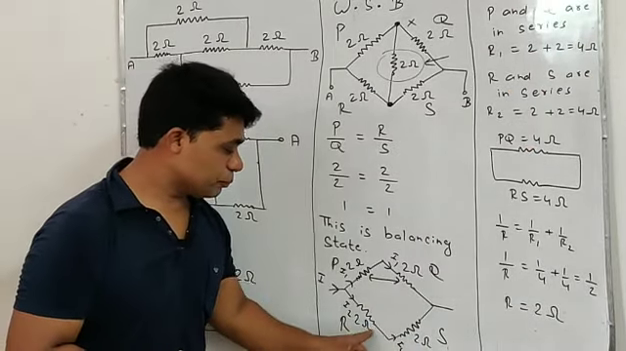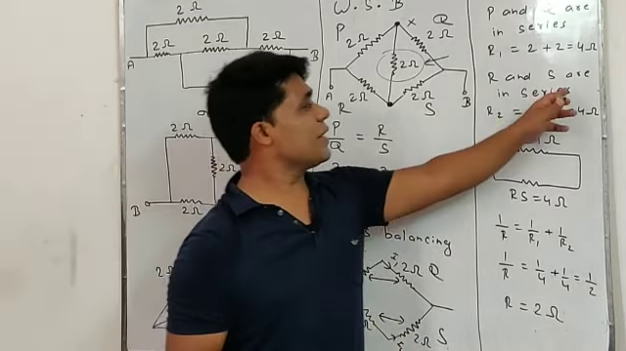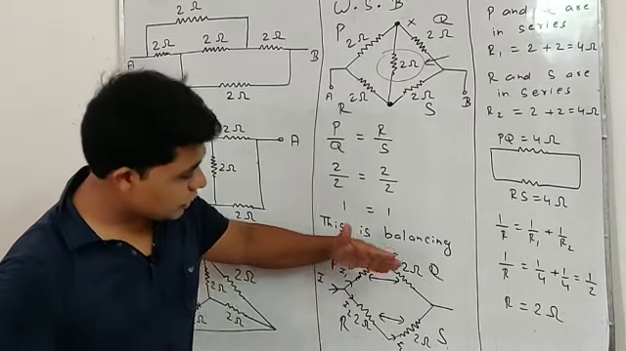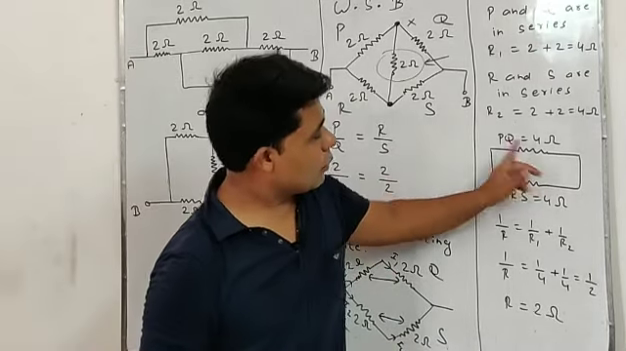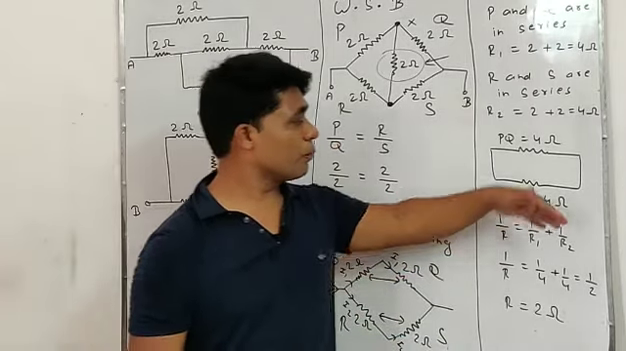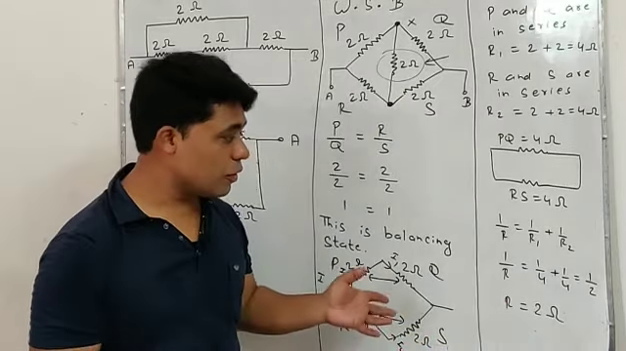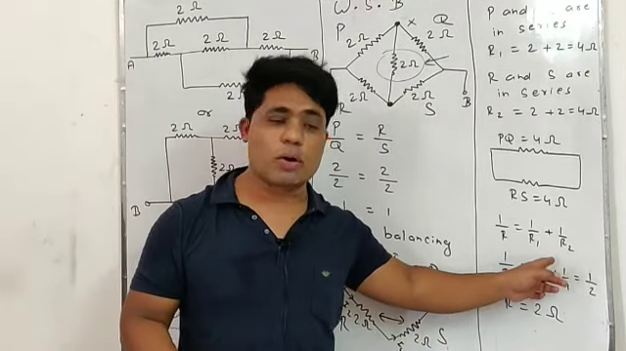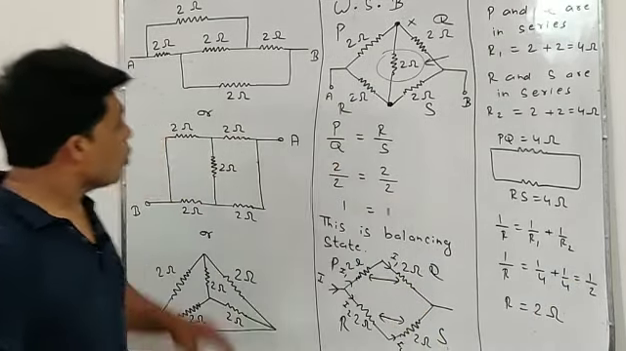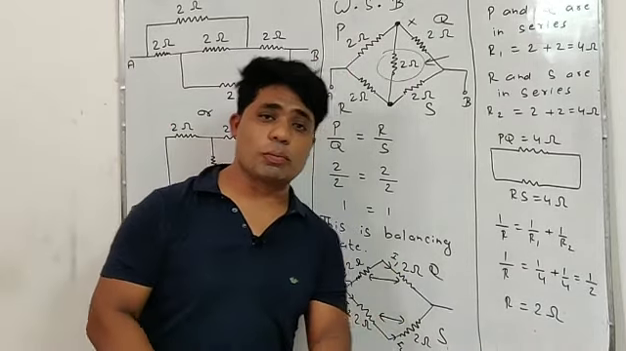Similarly, look at R and S. R and S are in series, so 2 plus 2 is again 4 ohm. And finally, this is 4 and this is 4. PQ has 4 ohm, RS has 4 ohm, and 4 and 4 are parallel. This is the formula of parallel combination: 1 upon R equals 1 upon R1 plus 1 upon R2. And finally, we will get 1 by 2, which means 2 ohm. So all these three circuits have an equivalent resistance of 2 ohm.